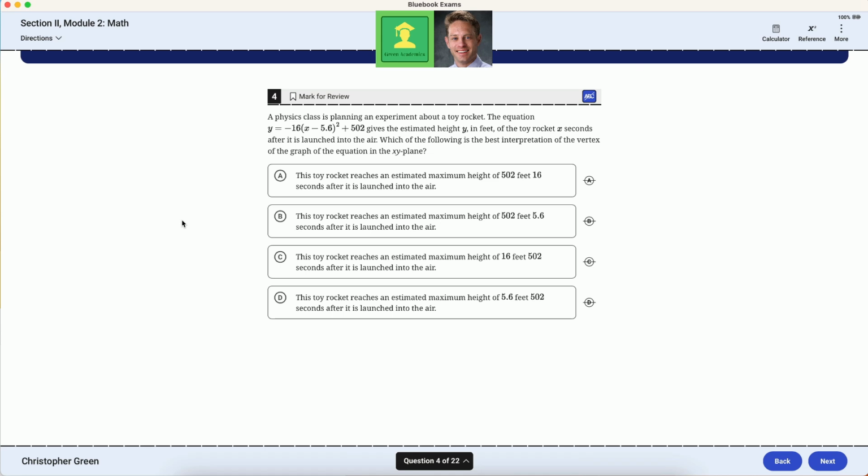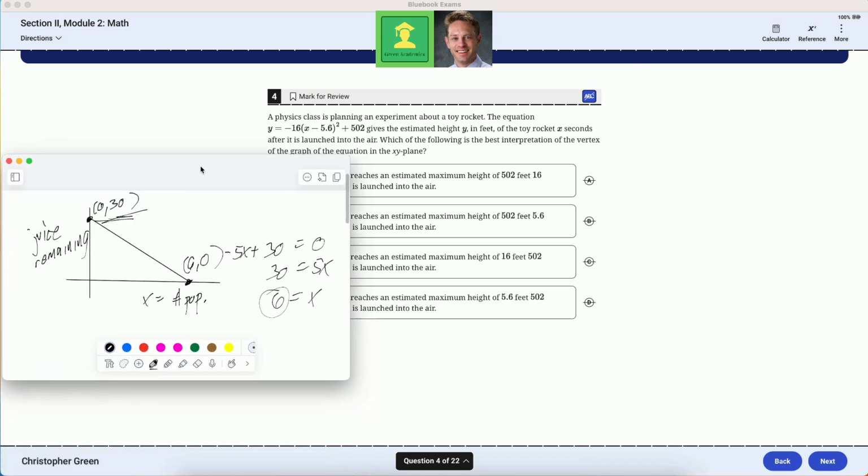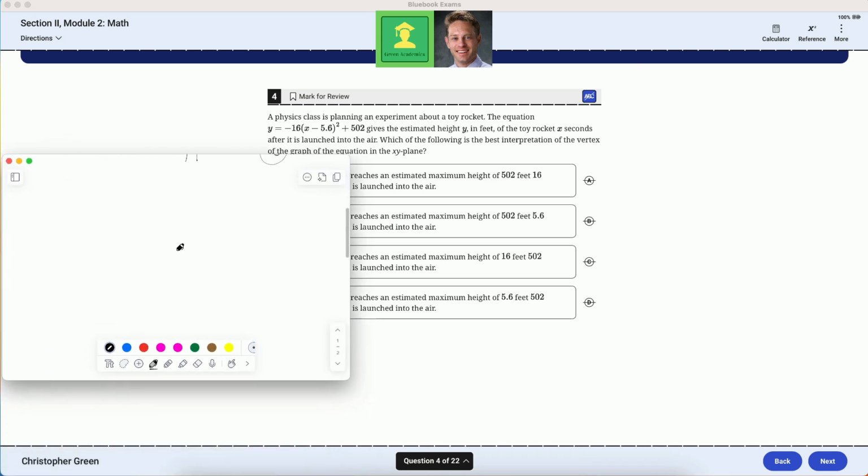A physics class is planning an experiment about a toy rocket. The equation that gives the estimated height, y, in feet of a toy rocket x seconds after it is launched into the air. Which of the following is the best interpretation of the vertex of the graph of the equation in the xy plane? The vertex of the graph. If you understand graphical transformations, you can probably just look at it and say the answer. So if you understand in general that when you're looking at something in the form x minus h squared plus k, that has vertex h comma k.